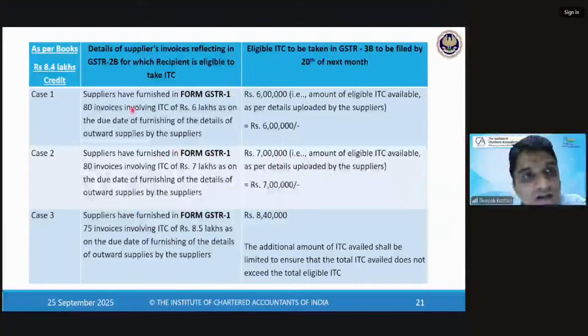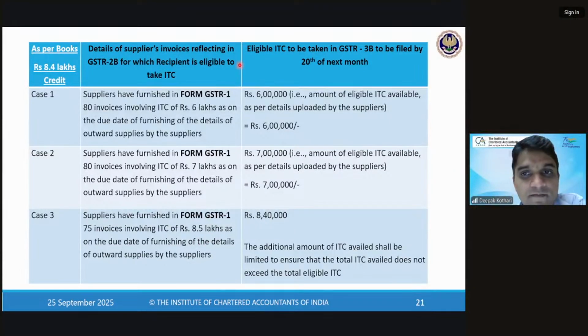See, I've started with 8.4 lakh as the credit in your books of accounts, which means the condition one, that you should have invoices, is satisfied to the extent of 8.4 lakhs. And what is there in your GSTR1 is more. But you have to satisfy both the conditions, that you should be having invoice and claiming the credit. So when you have invoices to the extent of 8.4 lakhs, you can claim only 8.4 lakhs and not completely what is appearing in your GSTR 2B.